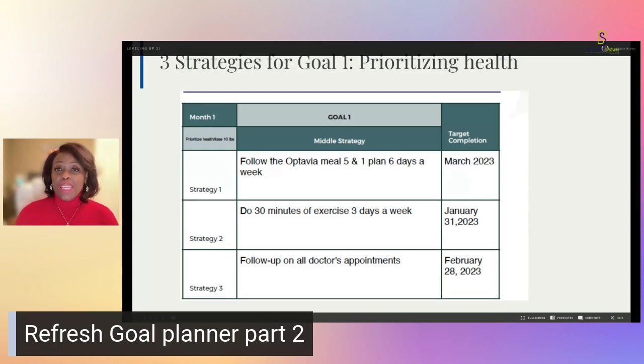Strategy 2 is to do 30 minutes of exercise 3 days a week. Again, 4 would have been ideal, 2 would have been minimal. The middle is 3. And strategy number 3 is to follow up on all doctor's appointments. And as you can see, I put a target completion date for each strategy because we want to be specific. The way we make sure that these things actually get done is by being specific and setting dates.